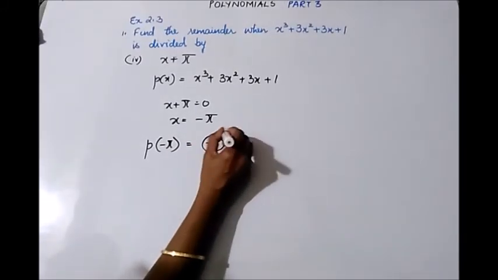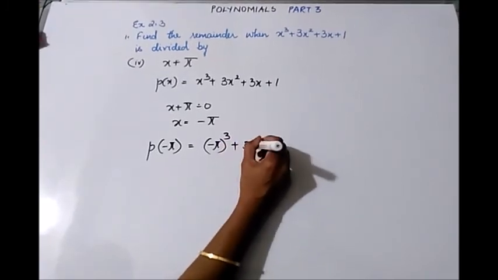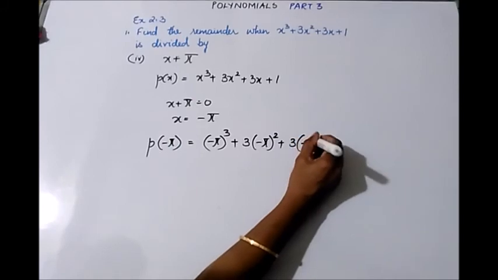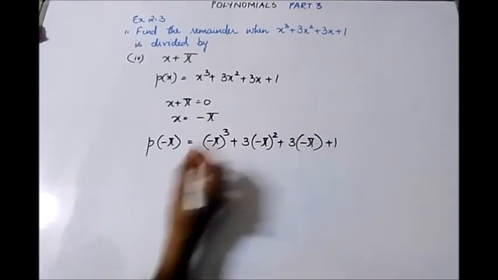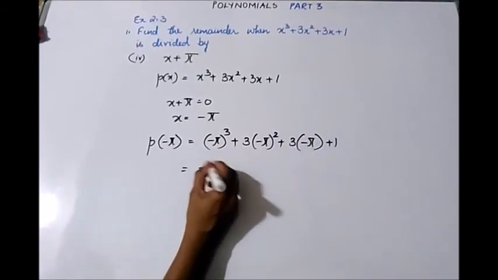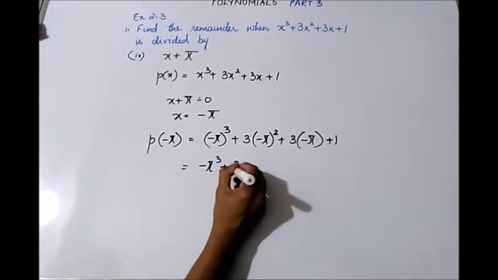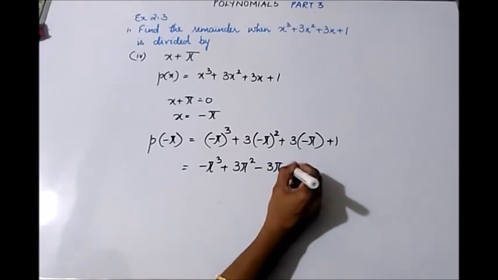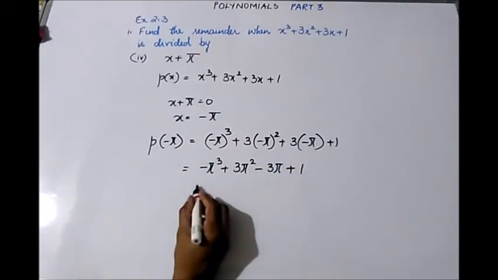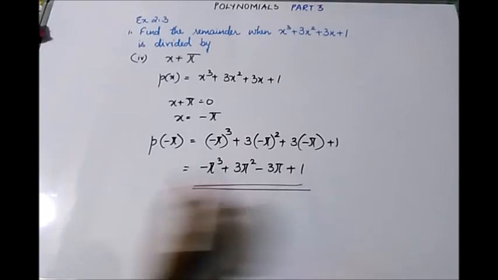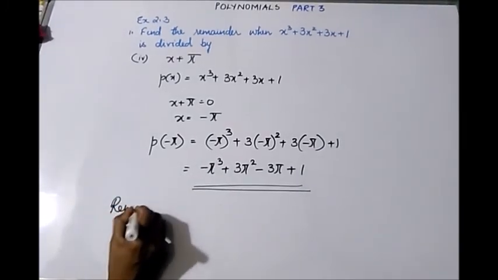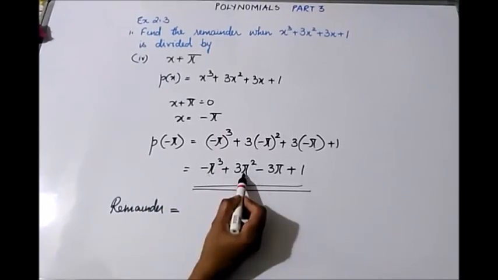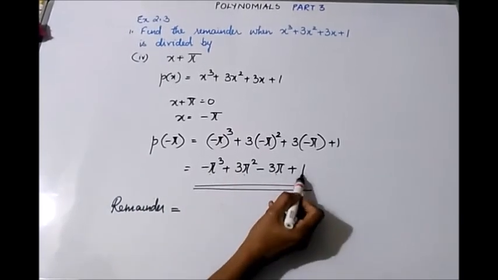So first we'll have minus pi the whole cube plus 3 into minus pi the whole square plus 3 into minus pi plus 1. Here you will have minus pi cube plus 3 pi square minus 3 pi plus 1. This is the remainder. Hence the remainder is minus pi cube plus 3 pi square minus 3 pi plus 1.